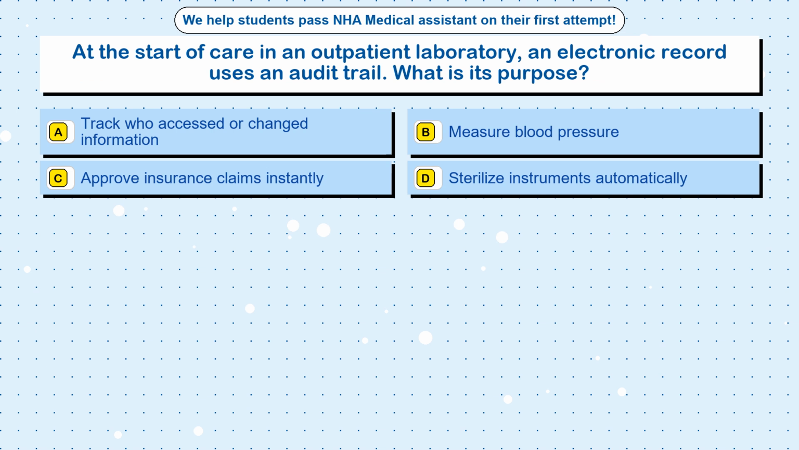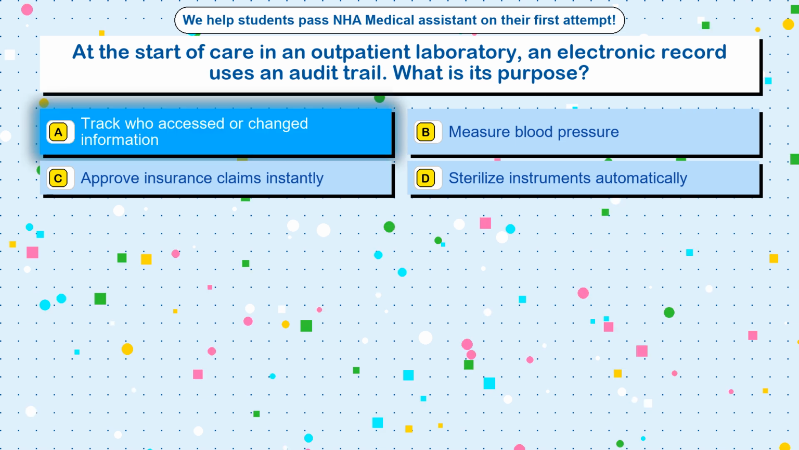Question 50. At the start of care in an outpatient laboratory, an electronic record uses an audit trail. What is its purpose? Option A, track who accessed or changed information. Option B, measure blood pressure. Option C, approve insurance claims instantly. Option D, sterilize instruments automatically. The correct answer is option A, track who accessed or changed information.